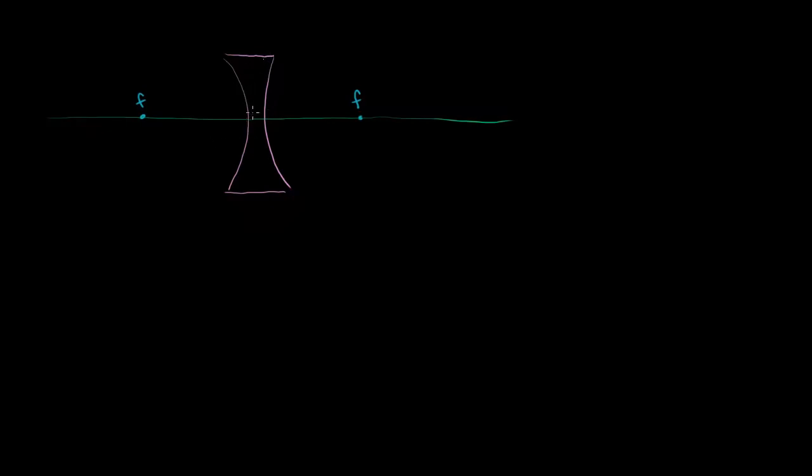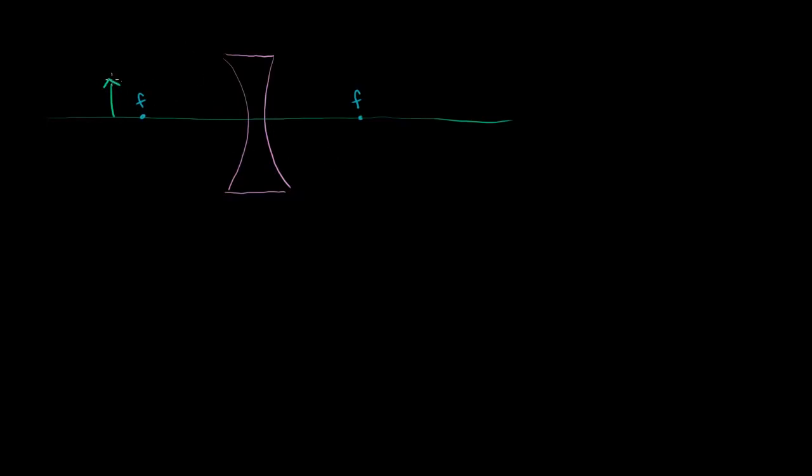Now let's think about what's going to happen if I put an object someplace on the left side of this concave lens. So I could put it, let me just stick it anywhere. Let me stick it right over there. So if I do, and like always, we'll do our two rays. I'm going to do one that's parallel to the principal axis, and then one that does not get diffracted, so it goes right through the center of the lens.